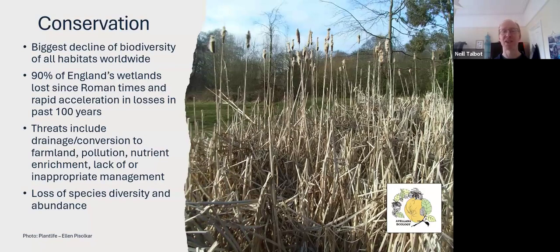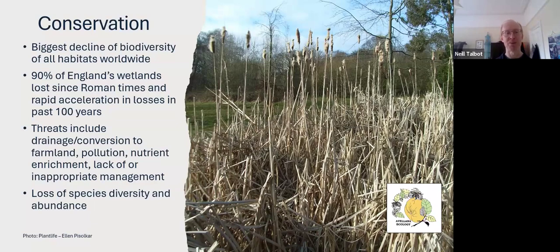So I'm just going to finish off by talking a little bit about some of the conservation issues that are affecting wetland plants. It's important to remember that it's the biggest decline of biodiversity of all habitats, wildlife worldwide. It is affecting wetland areas. So there are various reasons. I've mentioned climate change already, and that does affect some areas, drying out, becoming a lot hotter and so on. Also, more extreme weather events, of course.